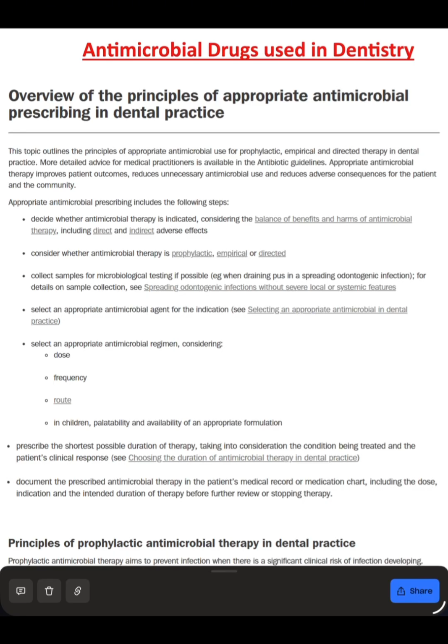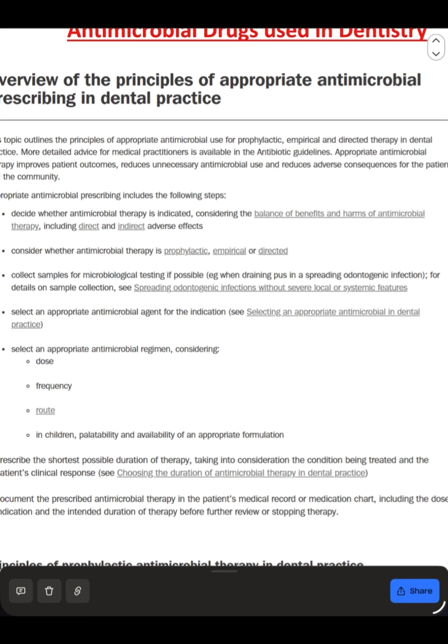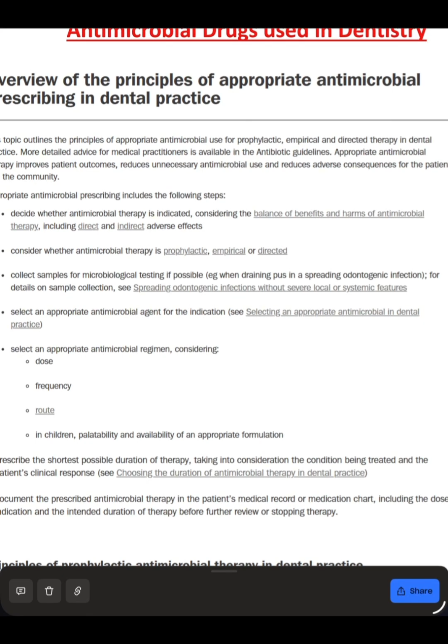Collect samples for microbiological testing if possible, for example, when draining pus in a spreading odontogenic infection. For details on sample collection, we will see spreading odontogenic infections without severe local or systemic features in upcoming chapters. Select an appropriate antimicrobial agent for the indication. Select an appropriate antimicrobial regimen considering the dose, the frequency, route, in children, palatability, and availability of an appropriate formulation.